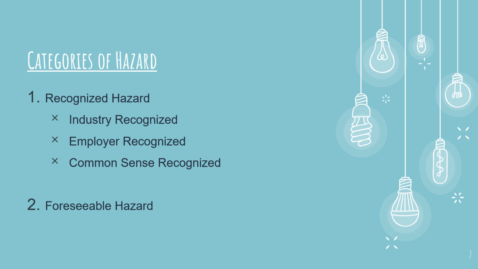So, recognized and foreseeable. You must know the difference between these two. Recognized, you already experience it. Alam mo na, na-recognize mo na. And when we say foreseeable, pine-predict mo pa lang yung mangyayari, pero hindi mo pa naranasan. Okay? So that is the difference between these two categories of hazard.